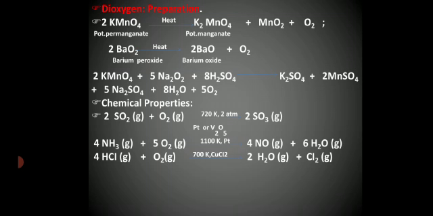Similarly, mercuric oxide, as you have done in the lab in the lower classes, on heating gives mercury and oxygen gas. Silver oxide on heating gives silver and oxygen gas. Similarly, sodium peroxide reacts with water: Na2O2 plus water gives NaOH plus oxygen gas.